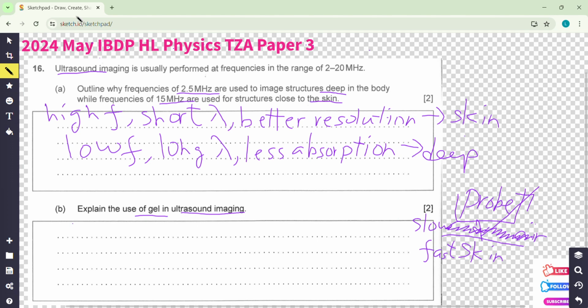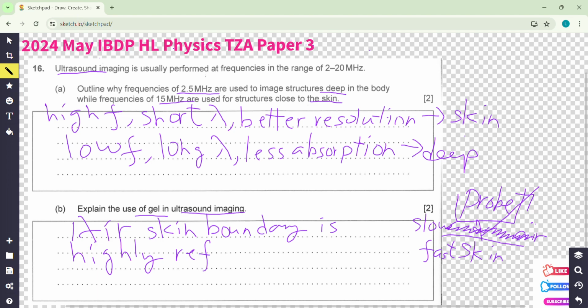So you should say the air-skin boundary is highly reflective due to total internal reflection. Yeah, say more, especially the technical term. Don't just say the second part, okay? Total internal reflection.